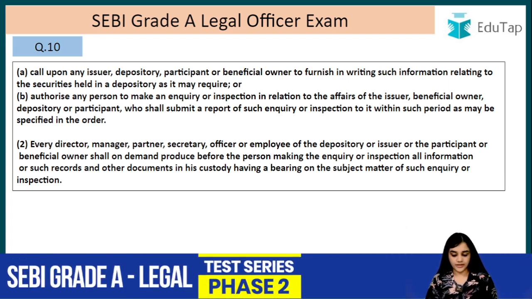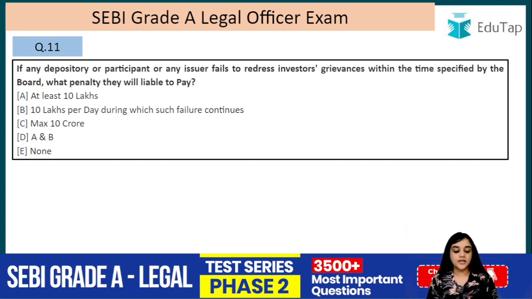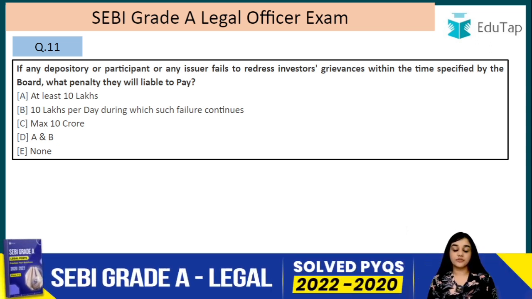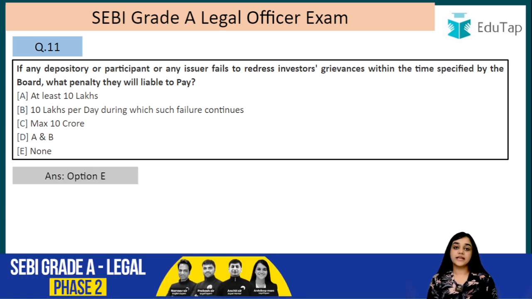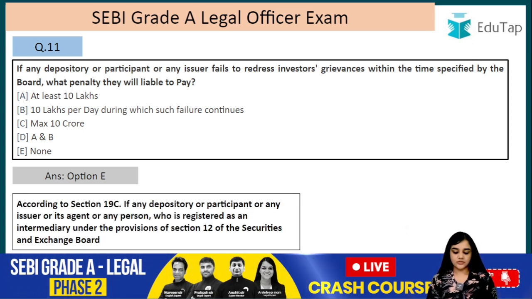Moving on, question number 11. If any depository or participant or any issuer fails to redress investors' grievances within the time specified by the board, what penalty will they be liable to pay? Is it at least 10 lakhs, or 10 lakhs per day during which such failure continues, maximum of 10 crore, A and B, or none? So the answer to this question is actually E, that this is incorrect. It is at least 1 lakh and then 1 lakh for each day when the failure continues, and a maximum of 1 crore rupees.